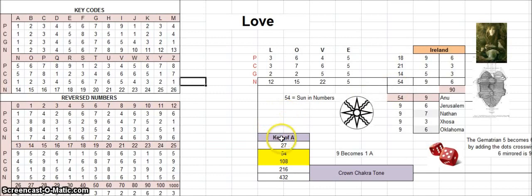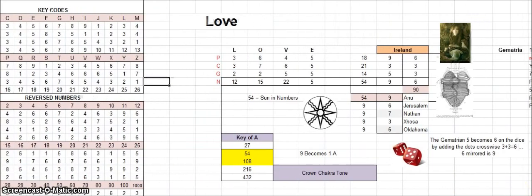54 is the key of A. Now, A is the 369, and as you can see, the different octaves will lead you up to the tone of the crown chakra, and that's your connection to the heavens, so to speak. In this particular case, 9 becomes 1. 54 is also the number of the sun in numbers, so I wanted to go ahead and point that out to you.